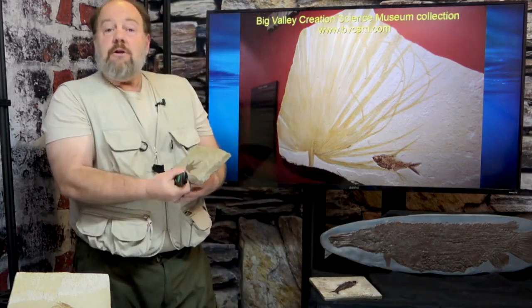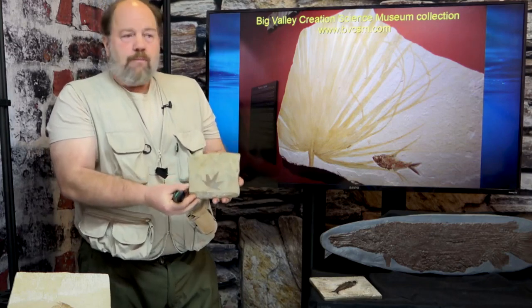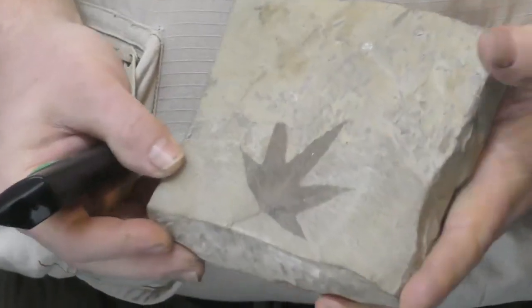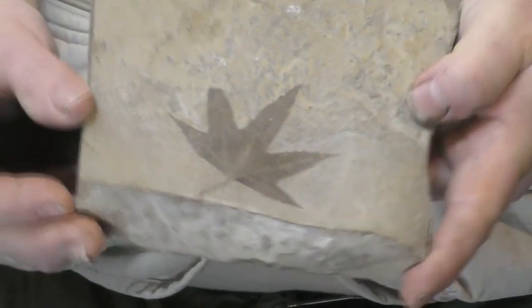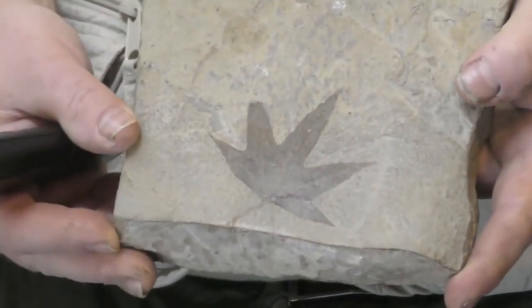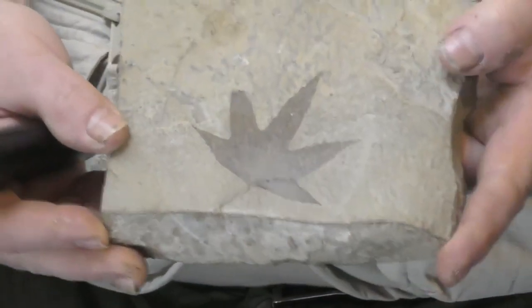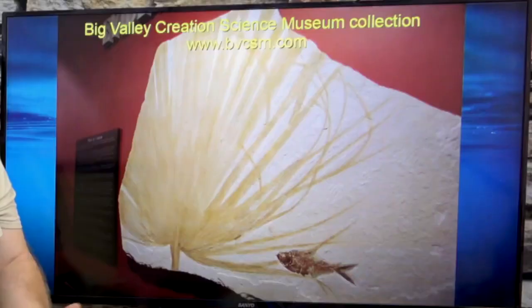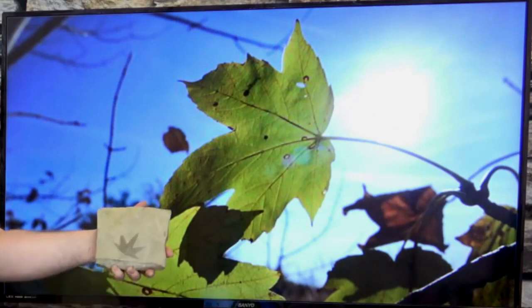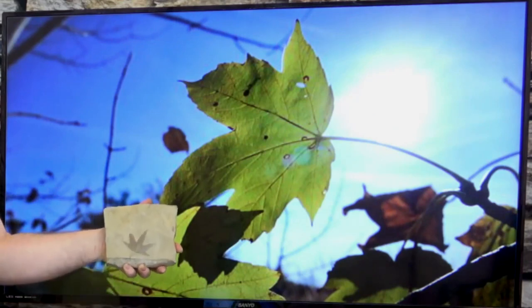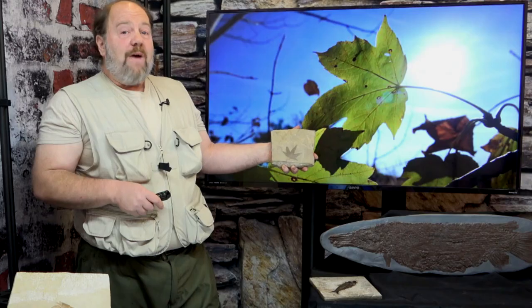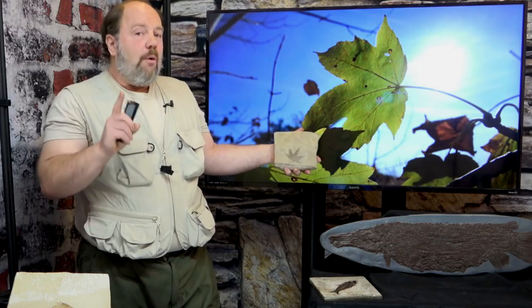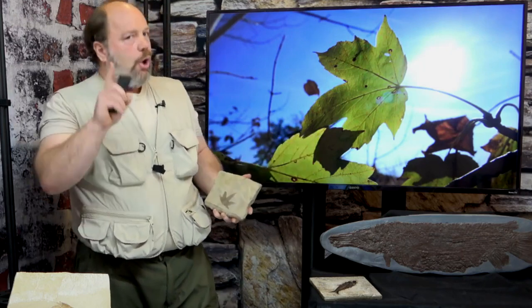We also find other plants like this one. Some of you may recognize it right off the bat. It's a leaf from a sycamore tree. We know this because it hasn't changed from the fossil form one iota.